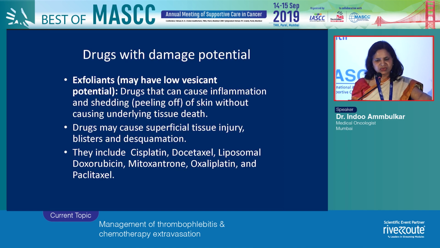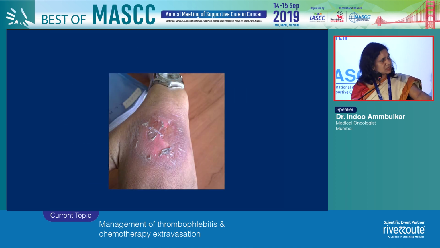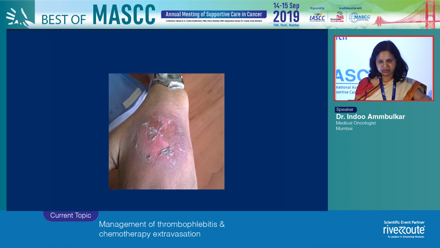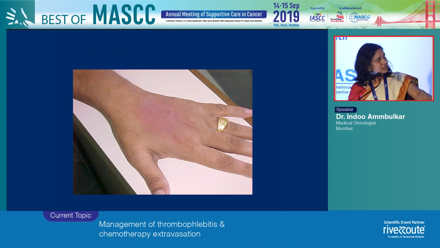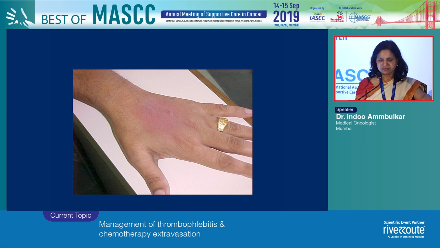The second one is the exfoliant, which may have low vesicant potential, but these drugs can cause inflammation and shedding, that is peeling of the skin, without causing any underlying tissue death. These drugs are cisplatin, docetaxel, liposomal doxorubicin, mitoxantrone, oxaliplatin. This is an example of this. The next category is irritants. The drugs can cause inflammation, pain or irritation at the extravasation site without any blister formation. These drugs are bendamustine, bleomycin, carboplatin, etoposide, teniposide. This picture is showing the inflammation.